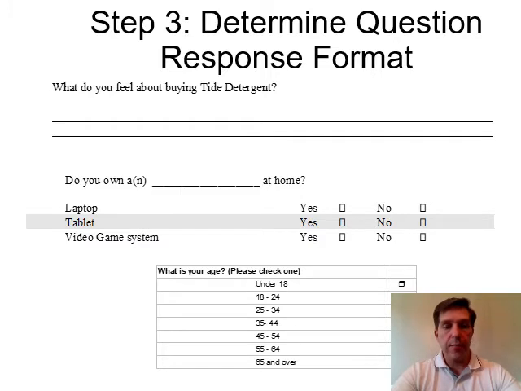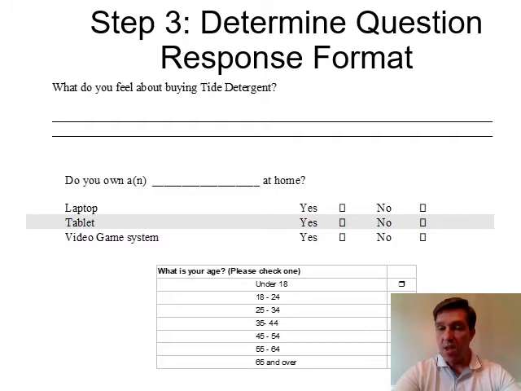The other type of questions that you could have are dichotomous questions. Dichotomous questions have two potential answers. You can see here a collection of 3 dichotomous questions. Do you own a laptop at home? Right? It's either yes or no. You either own it or you don't own it, right? Do you own a tablet? The same thing. You get the point. There are only 2 potential answers. This is why they are called dichotomous. Dichotomy is when there are 2 options.